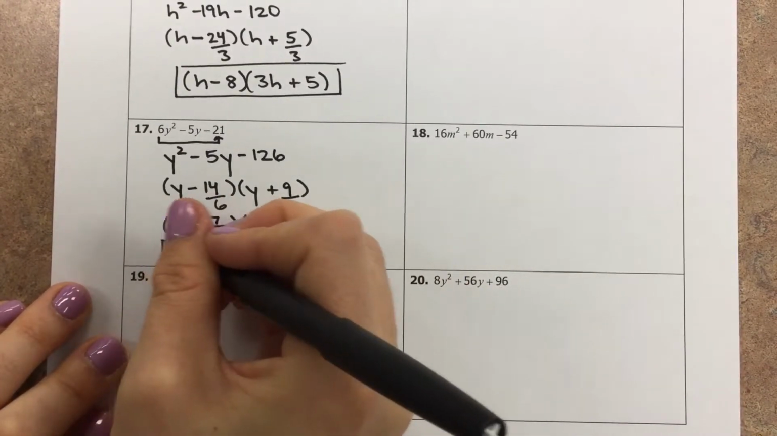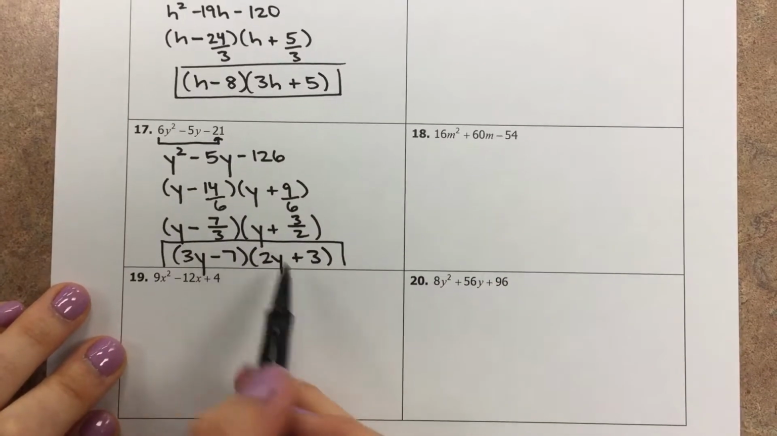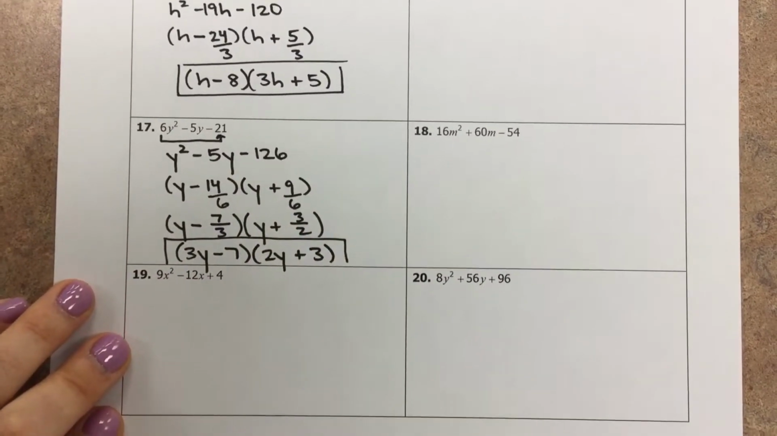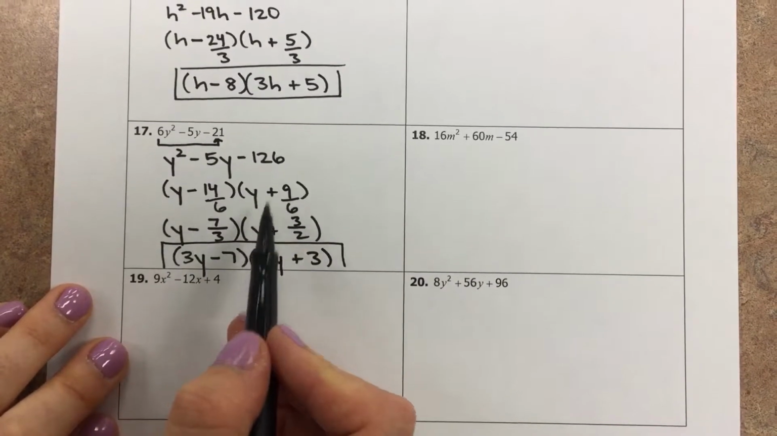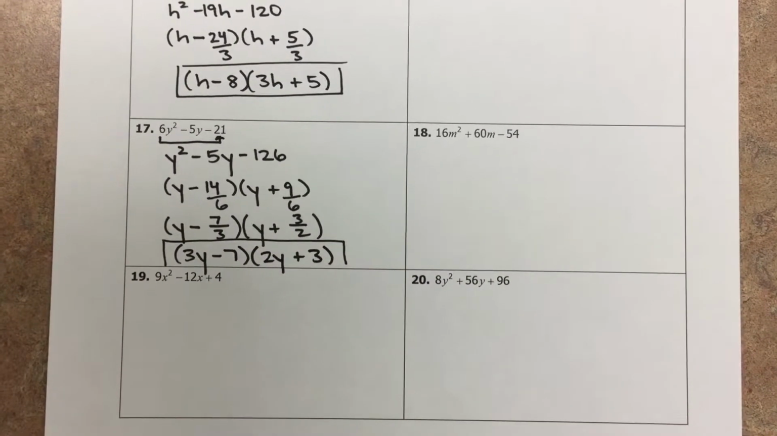Remember, like I've been saying, if you doubt yourself or if you doubt me, FOIL this back out and I promise you'll land right back here. You wouldn't have if you had slid the 6 right here. That wouldn't be right. You have to make sure that they're reduced first.